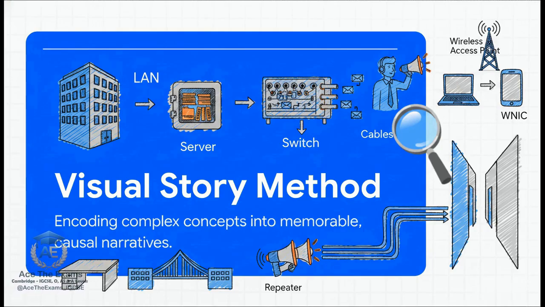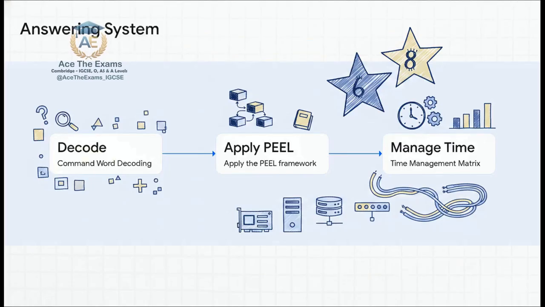The bridge is the strict security checkpoint connecting the east wing to the west wing, only letting mail through if it actually belongs on the other side. And the repeater is just a guy with a megaphone relaying the message down a really, really long hallway so it doesn't fade out. By visualizing these causal relationships, your explanations in the exam will naturally flow with incredible analytical depth. Let's recap the complete computer science answering system.